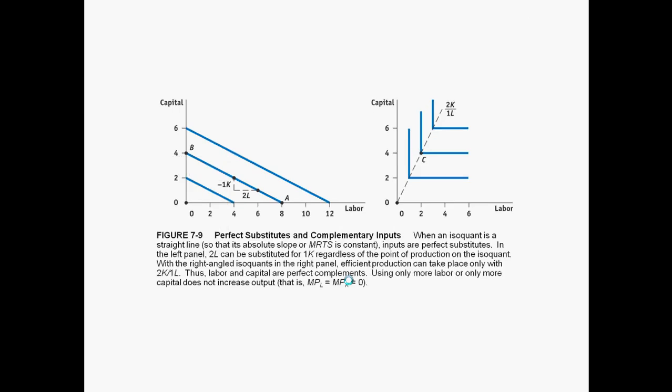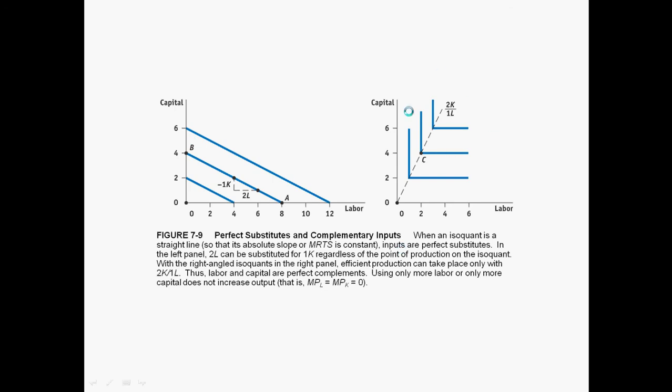These are a couple of special cases of production functions. In this case, capital and labor are perfect substitutes for each other. You can either get a machine to do it or you can get a worker to do it. They do it equally well. It doesn't really matter what the mix is.